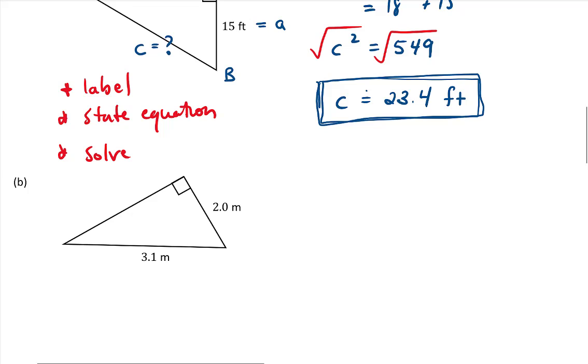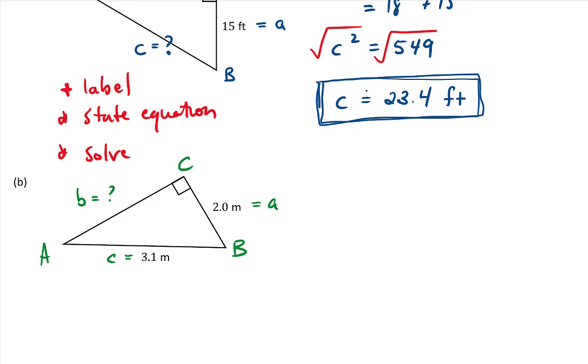Let's do this one more time. So again, first step, let's label our diagram. So capital letters for the vertices. So we have A, B, and C. C is where the 90-degree angle is. So this time our hypotenuse is given, and it's 3.1. Side A is going to be 2.0, and this time side B is our unknown.